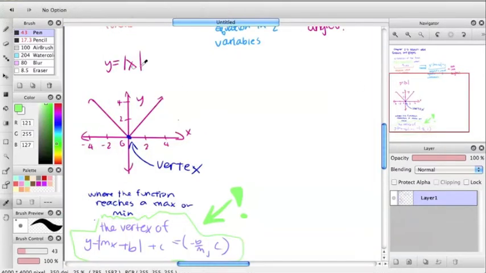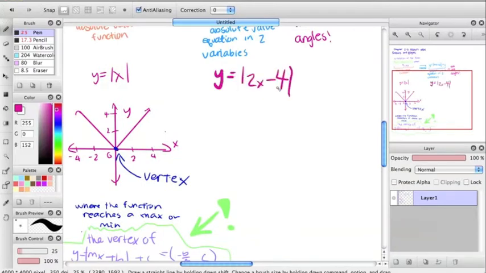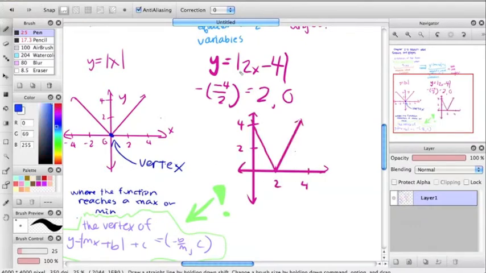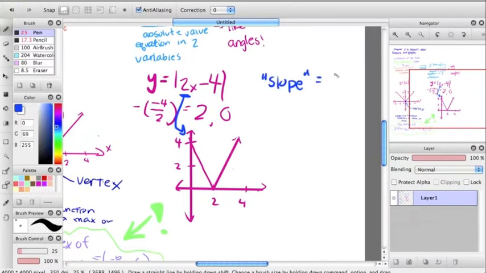Now let's try to graph y = |2x - 4|. Using what we just learned, we can figure out that the vertex is going to be at (2, 0). We should also note that the 2 attached to the x is going to change the angle of the V. The slope is not 1 over 1, it's 2 over 1.